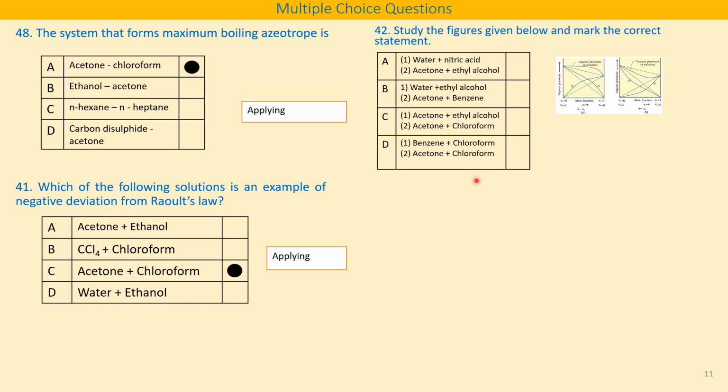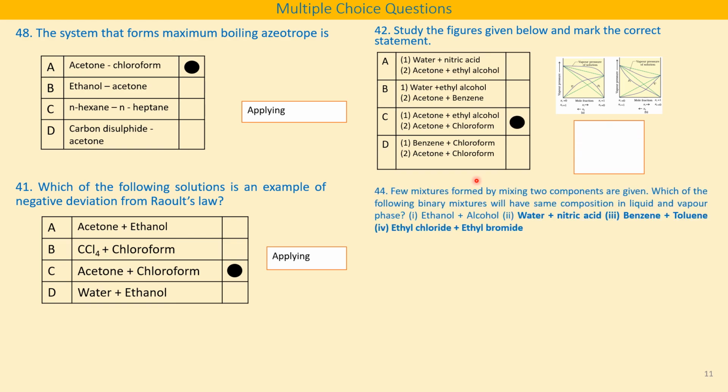You have to identify the correct one and mark the correct answer. That is, acetone plus ethyl alcohol solution shows positive deviation while acetone plus chloroform shows negative deviation. Hence, you have to mark option C as the correct answer. Next question.